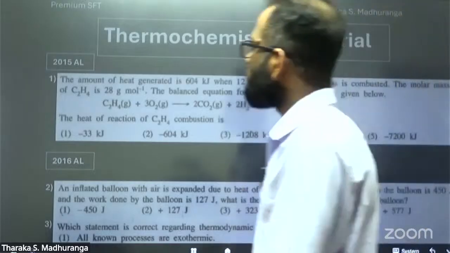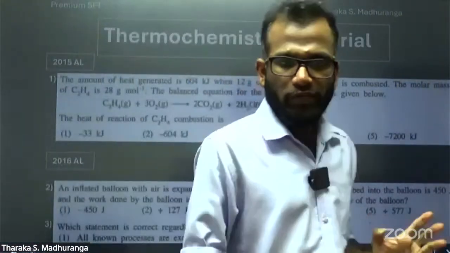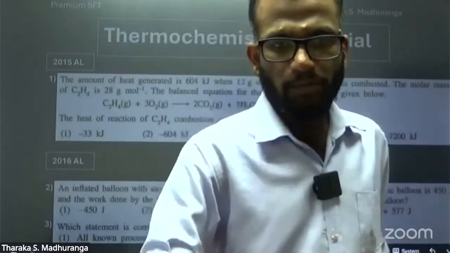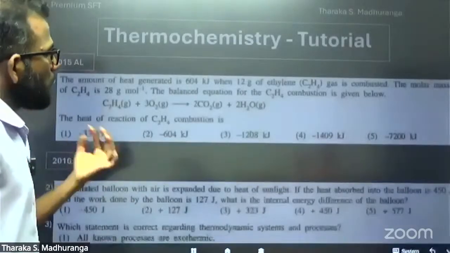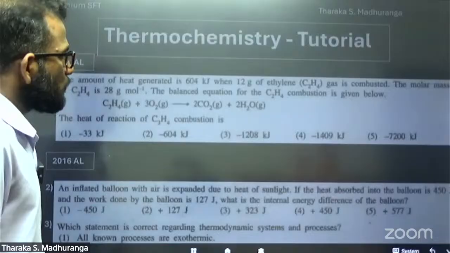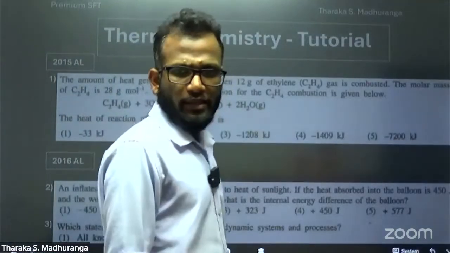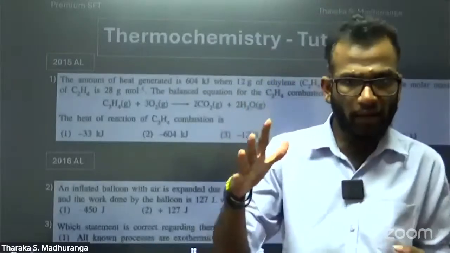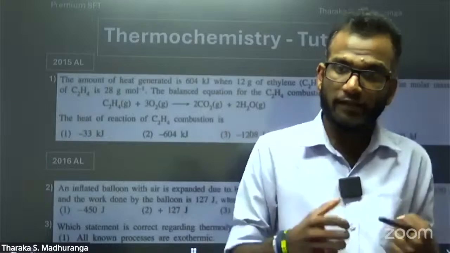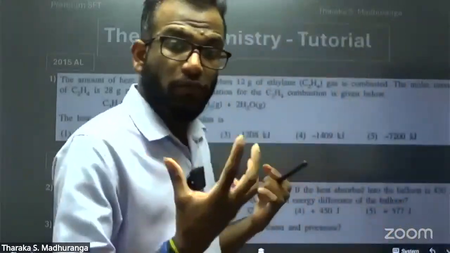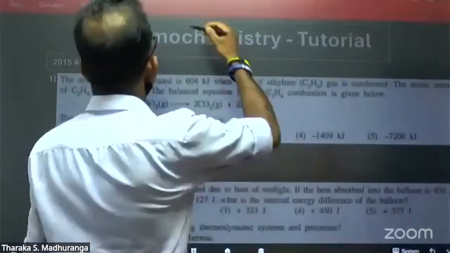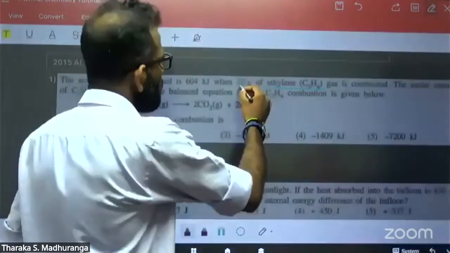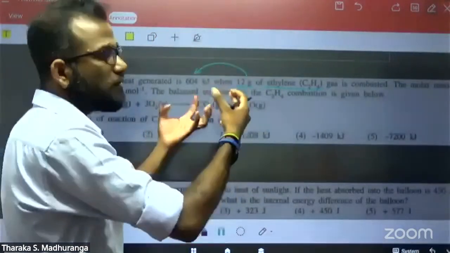Okay, let's start the tutorial. Question number 1. It is a 2015 MCQ question, the only MCQ question from thermochemistry. The amount of heat energy generated is 604 kilojoule when 12 gram of ethylene gas is combusted. Ethylene, I think you know, is used for the ripening of fruits like banana and papaya. That's the purpose of this ethylene.